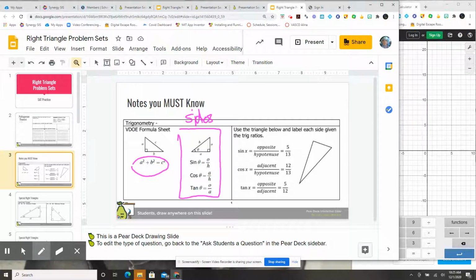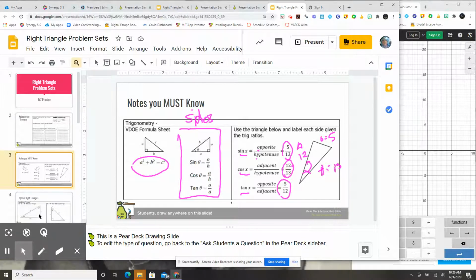Trig ratios. So sine is opposite over hypotenuse. So if this is my angle, then opposite over hypotenuse would be 5 over 13. And then cosine of x would be 12 over 13. So that's going to be my 12 because that's the adjacent side. And then the opposite over the adjacent is just 5 over 12. So all I'm doing is taking those trig ratios and putting them into my triangle.